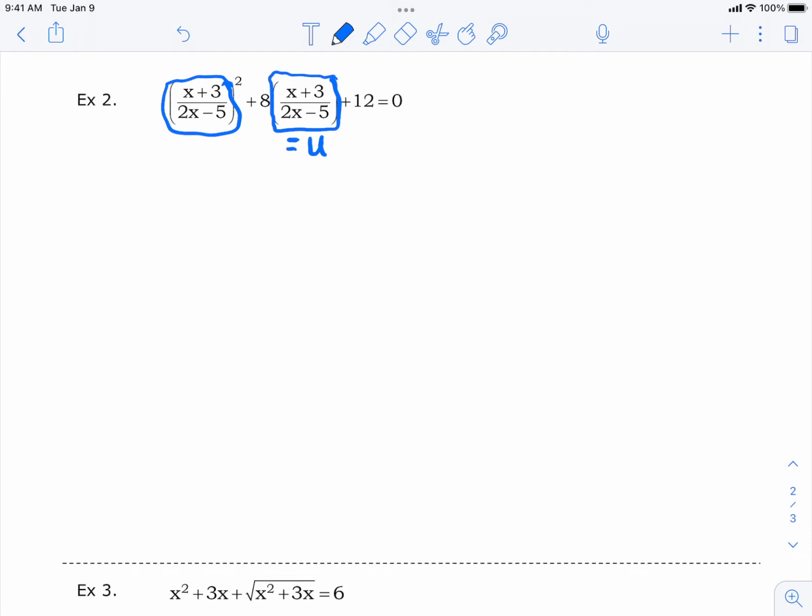Instead of (x + 3)/(2x - 5), we're going to say that that is the same as u. And so this, of course, is a u with a square on it. So here's my new equation: u squared plus 8u plus 12 equals 0. Now that's a happy equation. That's a happy chappy right there.